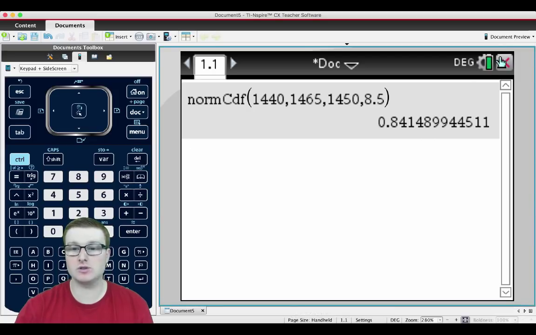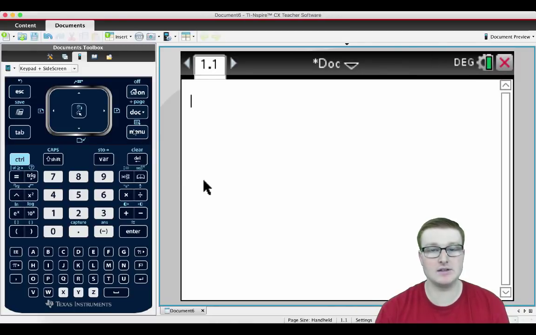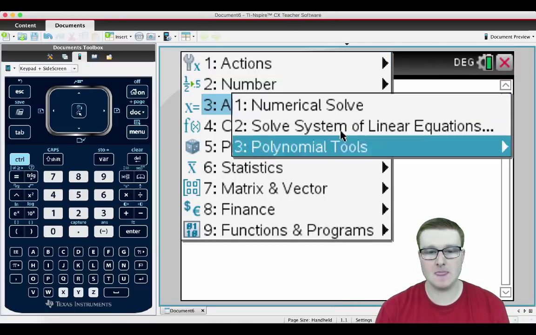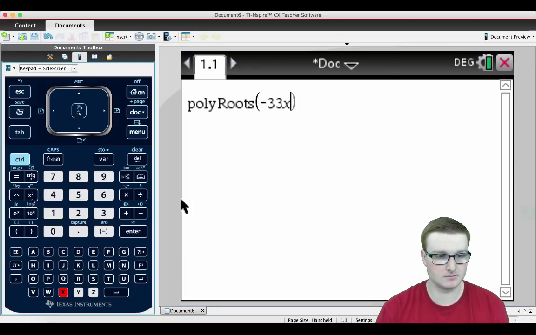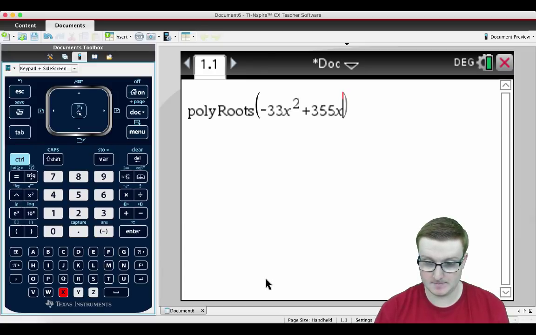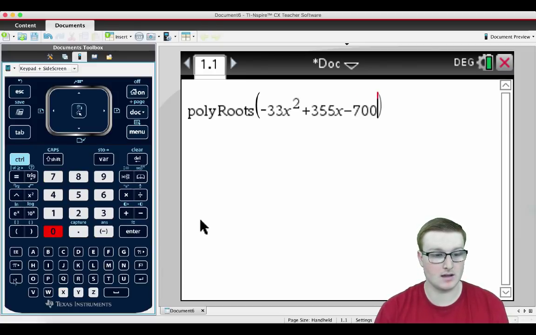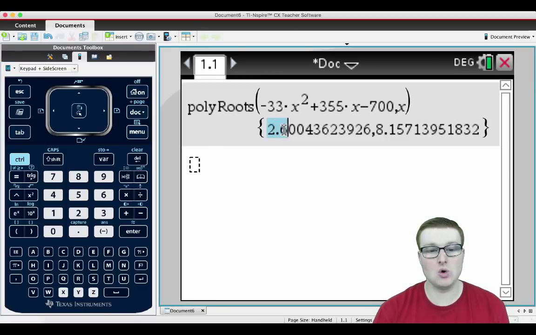So what I'm going to do is go to my graphing calculator. I'm going to go to my calculator page, and I'm going to find the roots. So go to Menu, Algebra, Polynomial Tools, find the roots of this polynomial. Let's do it. Just typing all this in. 355x minus 700, comma x. Okay, so these are your roots, the 2.6 and the 8.15.